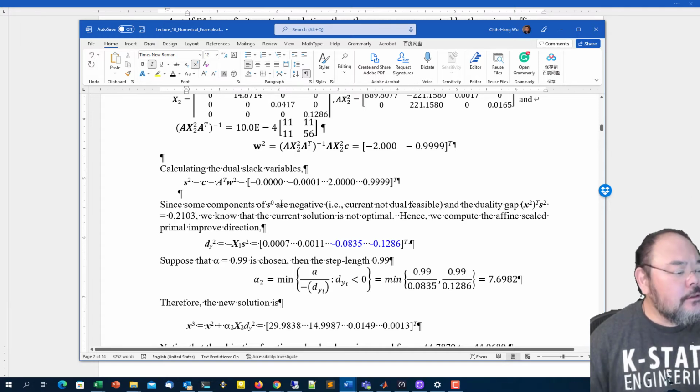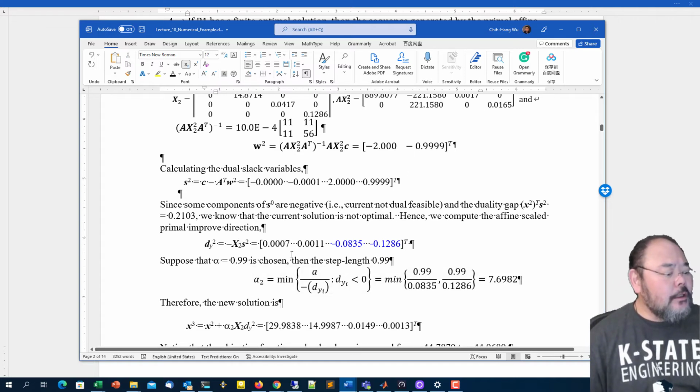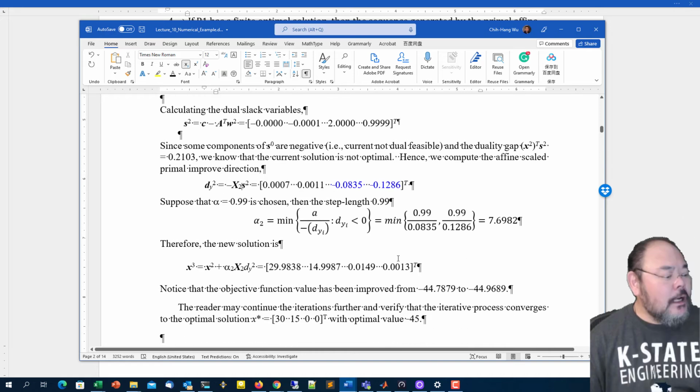We can calculate, and the duality gap now is converging to 0.2103, continues shrinking. And the direction for y equals negative x1 times s2, and s2 is right here, equal to 0.0007, 0.0011. They almost converge to 0 in the first two components, and negative 0.0835 and negative 0.1286. So I can calculate the step size one more time for alpha 2, update the primal solution.